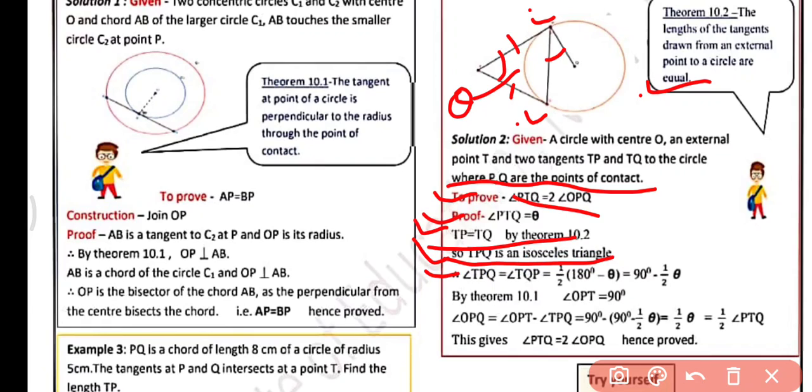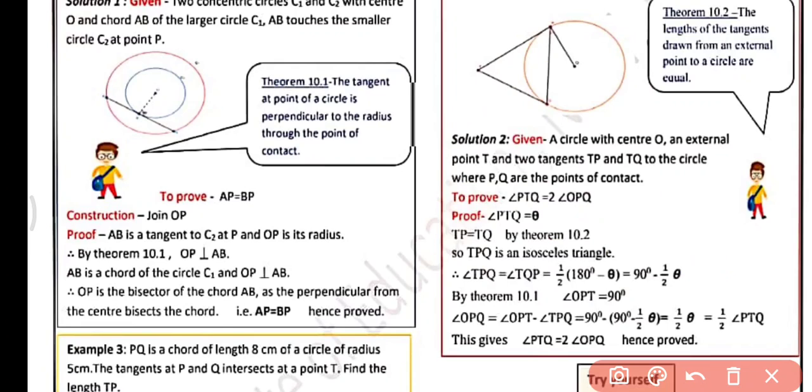So in TPQ, this angle and angle TQP are both equal to half of 180 minus theta. Why? As you know, this is an isosceles triangle and the angles opposite the equal sides will be equal. This angle is theta, so the sum of these two angles will be 180 minus theta. These two angles are equal, so the value of each angle will be half of 180 minus theta, which is 90 minus 1/2 theta. So we get angles TPQ and TQP equal to 90 minus half of theta.